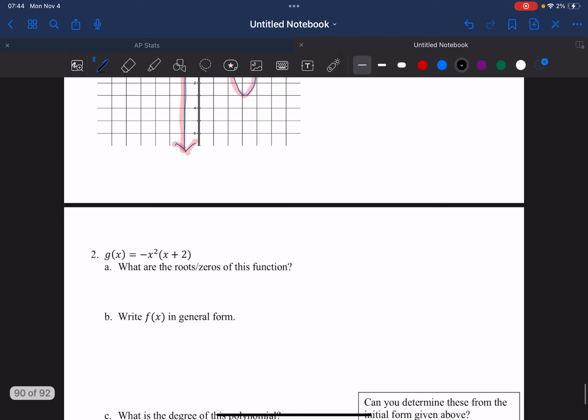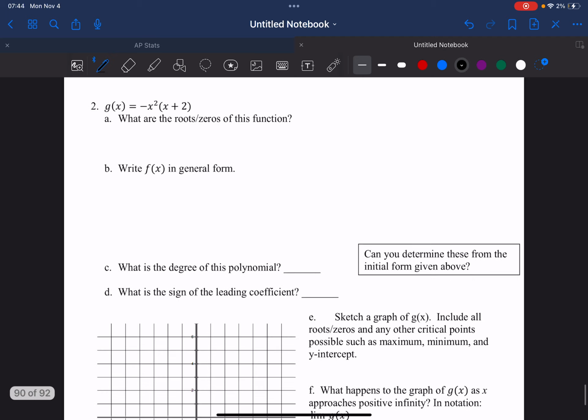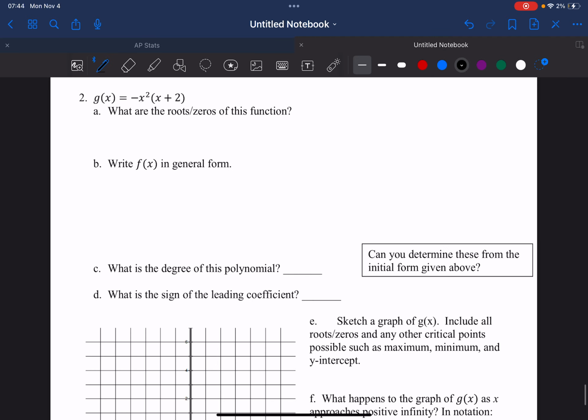Now let's scroll down here to number 2. Notice on number 2, it's already factored for us, and it wants to know what are the roots of this function. So we set each one equal to 0 and solve. So negative x squared equals 0 implies that x is equal to 0, and x plus 2 equals 0 implies that x is equal to negative 2.